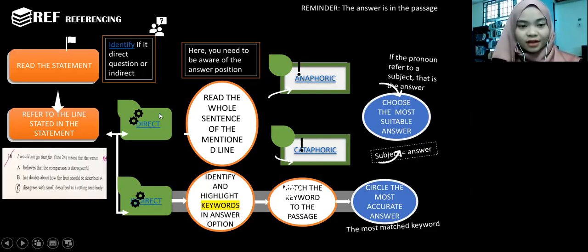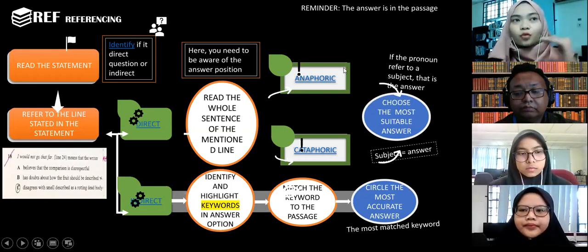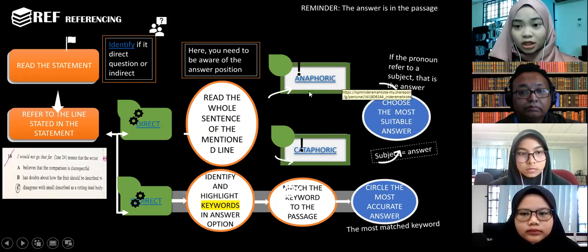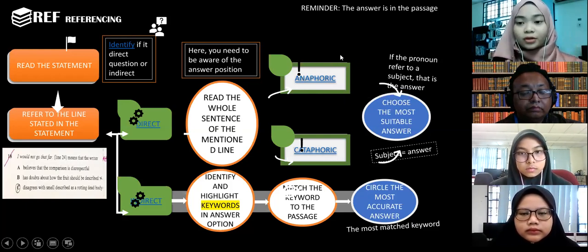Okay, so it has been divided into two, which are direct and indirect. If you have identified that it is a direct question, you need to read the whole sentence of the mentioned line. Here, you need to be aware of the answer position, because the answer or the contextual clues can be anaphoric or cataphoric. So what is anaphoric? Anaphoric is the word or sentence that refers to a particular pronoun before it. The word or the subject is before the pronoun. For cataphoric, it is after the pronoun. That's where you can find the contextual clues about what the pronoun is referring to.